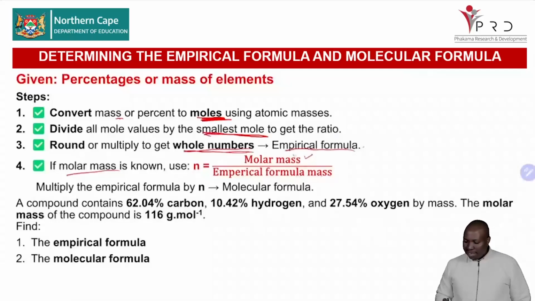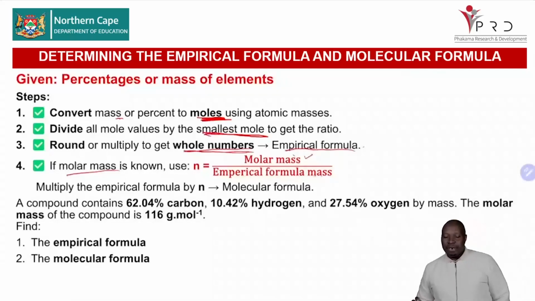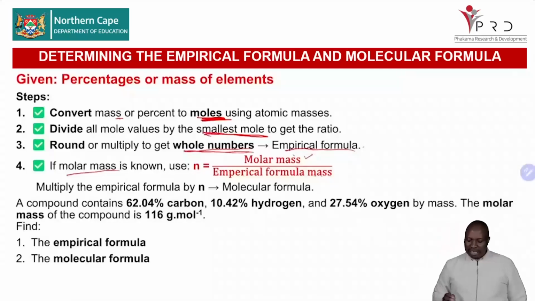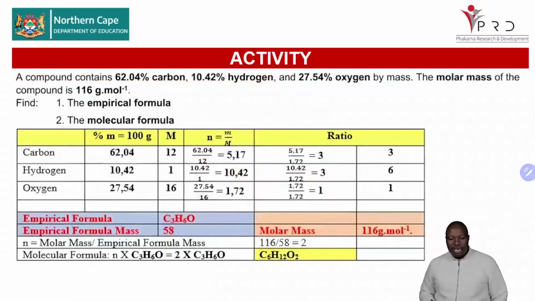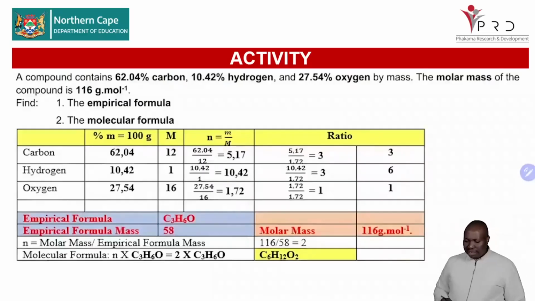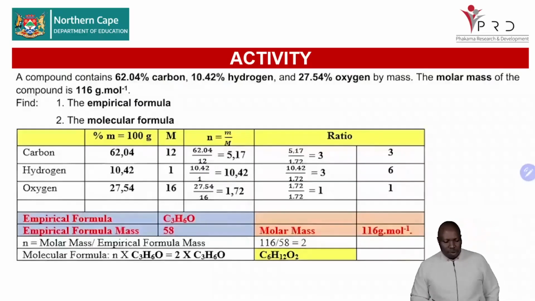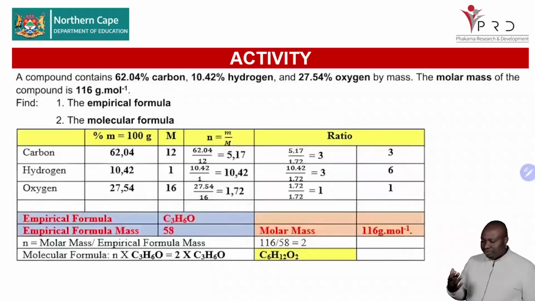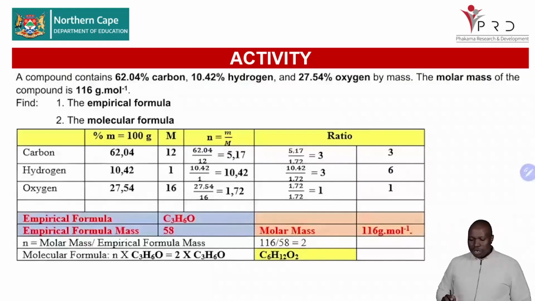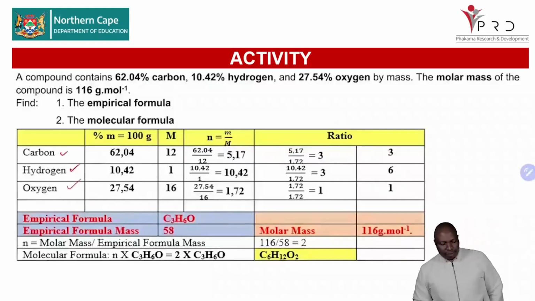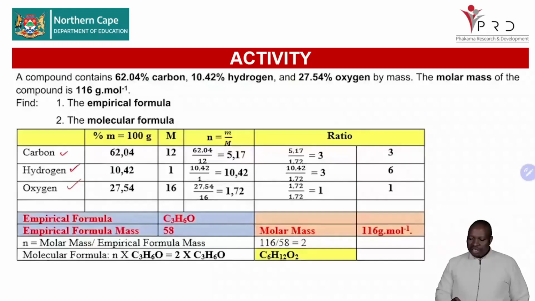You take the molar mass that is given, you divide by the empirical formula mass. So I felt that it's important that we demonstrate this one using an example. And even last year we had a question that was based on this one. I find it good that even in the marking guideline we had a table like this, hence using a table is user friendly. You will say we're having carbon, hydrogen, and oxygen, and we're given the mass, so we're saying percentage by mass.